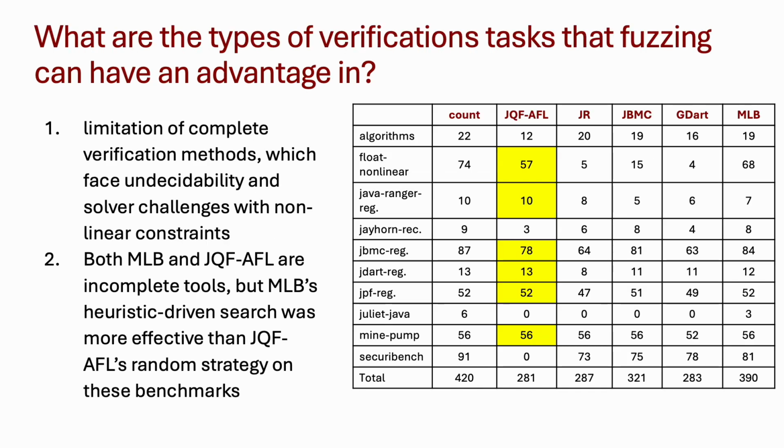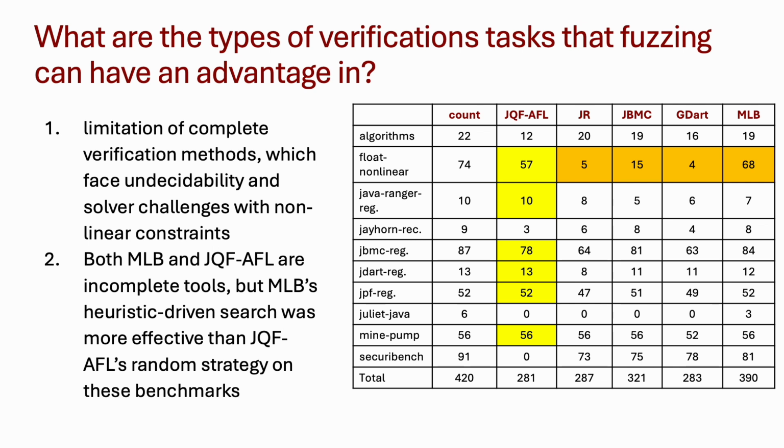If you look at the type of verification task that the fuzzing can have an advantage in, to answer this question, we looked into the different packages in the SV-COMP, and you can see here on 6 out of the 10 packages, JQF-AFL was able to get to 75 or more of the correct verdicts about these categories.